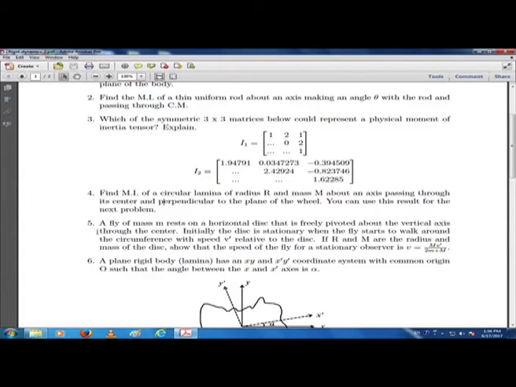The problem is a fly of mass m, small m, rests on a horizontal disk that is freely pivoted about the vertical axis through its center. Initially, the disk is stationary when the fly starts to walk around the circumference with speed v prime relative to the disk. If capital R and capital M are the radius and mass of the bigger disk, then we have to show that the speed of fly with respect to a stationary observer is v is equal to m v prime divided by 2M plus m.